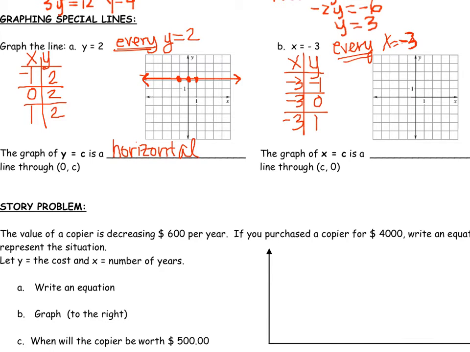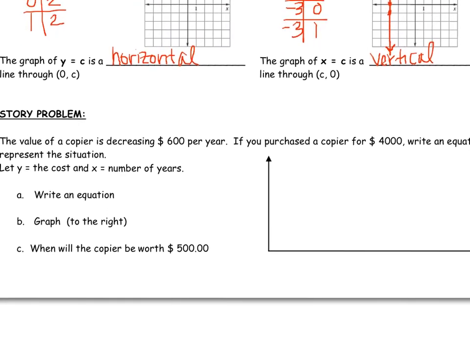easy ones. If I do -3, -1, I end up here. -3, 0, I end up here. -3, 1, I end up here. And there's my line right there. So the graph of x equals c is a vertical line through c0. So every time you have x equals a number, it's going to be a vertical line through that number. So we've got one last problem here, a story problem to work on.